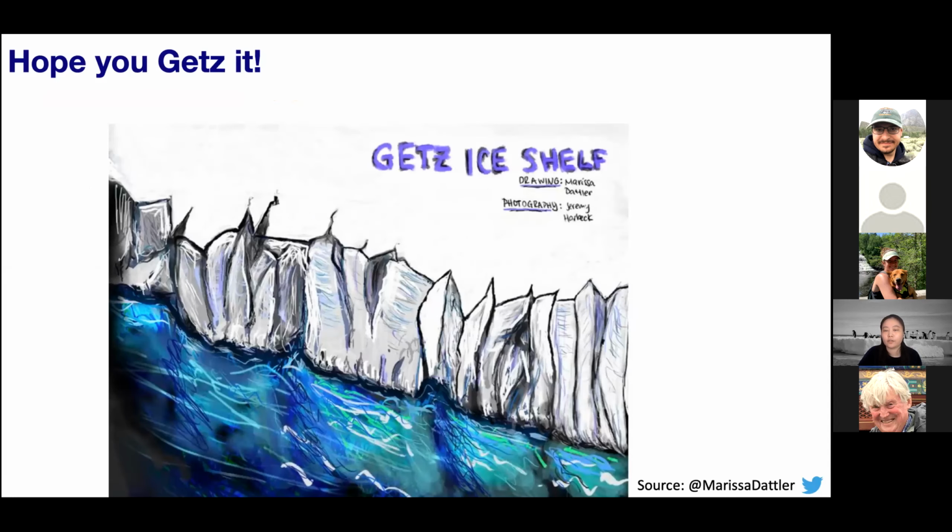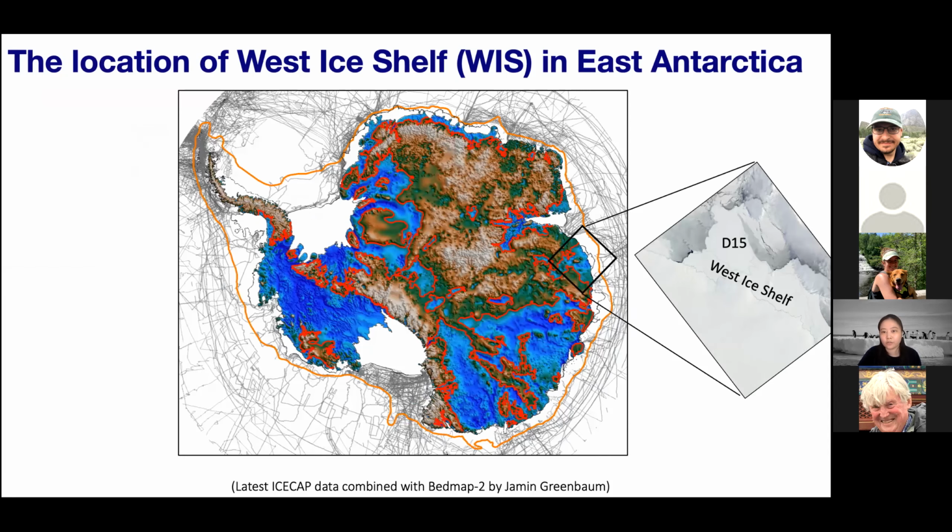So let's switch gears a little bit from West Antarctica to East Antarctica. West Ice Shelf is one of the largest unsampled ice shelves in Antarctica and covers an area of more than 16,000 kilometers squared. It's located close to the continental shelf break, which is shown in the orange line, making West naturally vulnerable to warm atmospheric and ocean heat delivery.